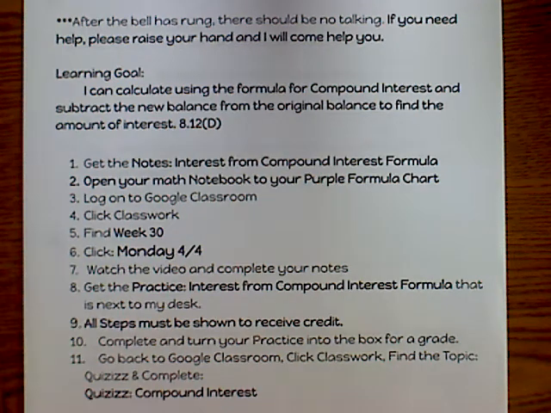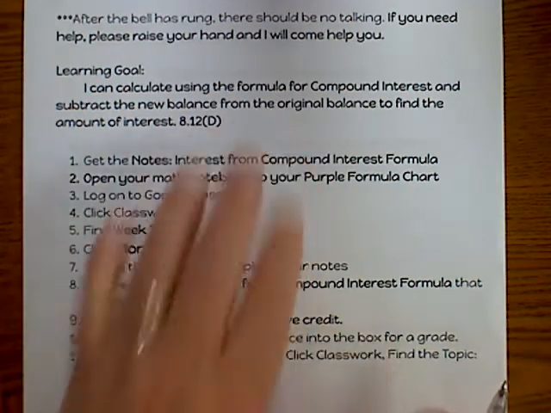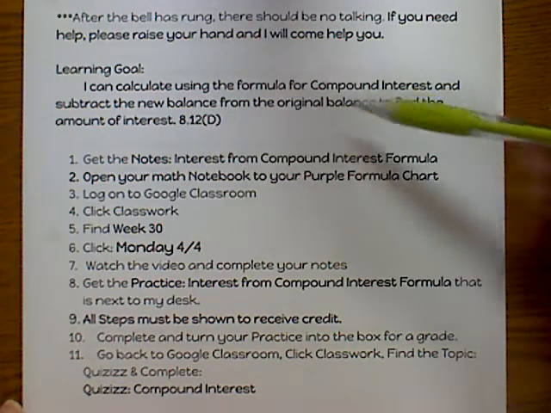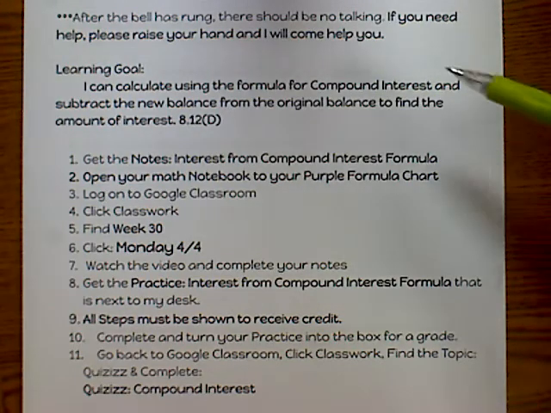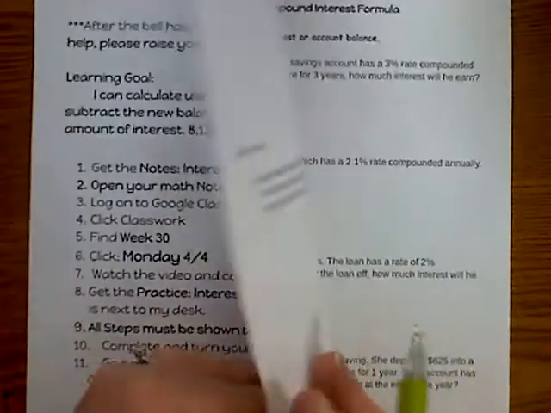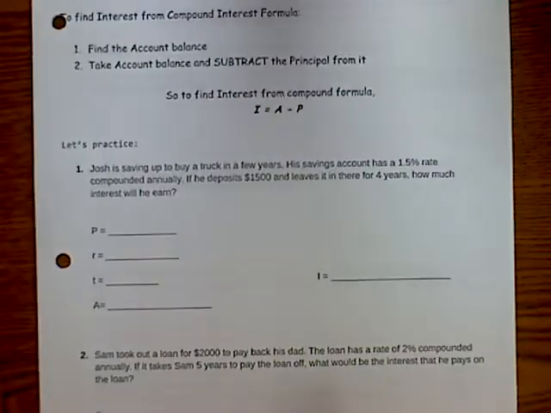Okay, so we have already calculated compound interest, and when we saw the formula, I will bring this formula up today. We're going to calculate using the formula for compound interest and subtract the new balance from the original balance to find the amount of interest. In other words, we are going to use our compound interest formula and then do a second process in order to find the interest. And so that is what we're going to discuss today.